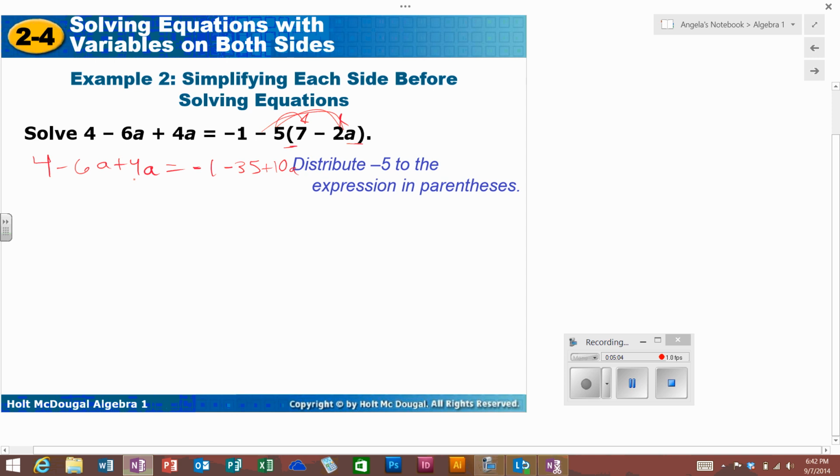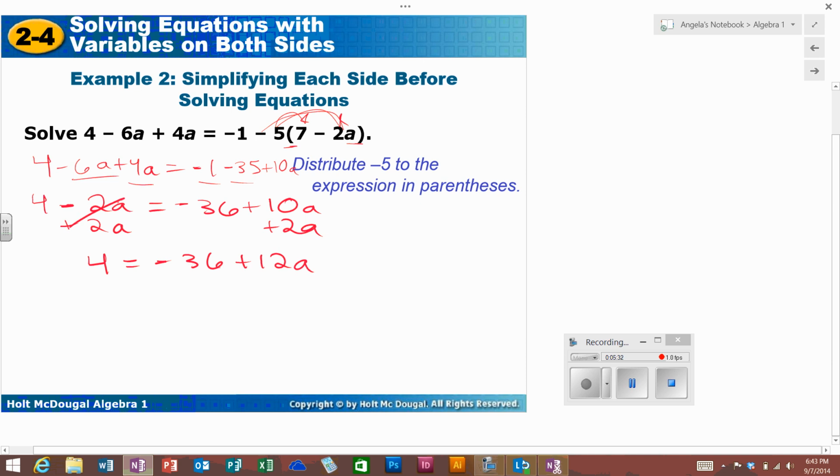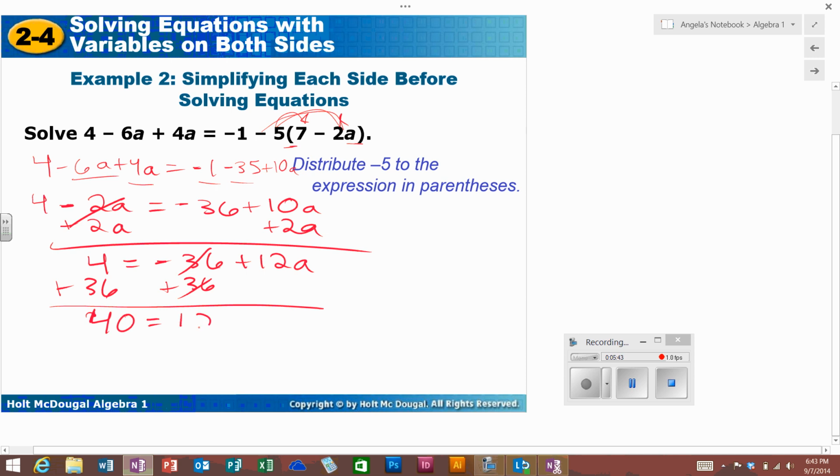Now I'm going to combine on this side. I've got a negative 6a and a positive 4a, so that makes a negative 2a. On this side, I've got a negative 1 and a negative 35, so that's a negative 36. Okay, so now I've simplified as far as I can on both sides. I want to move actually this 2a over so that I keep my variables positive. So that makes 12a. Okay, now I'm going to add 36 to both sides. So that makes 40 is equal to 12a.